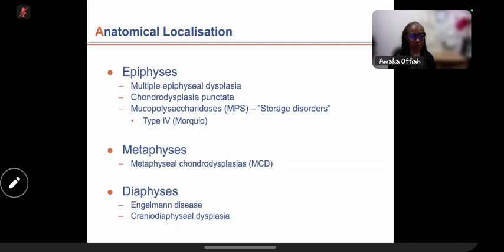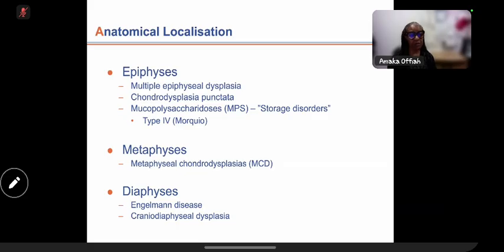Epiphysis, remember the multiple epiphyseal dysplasia group of conditions. So MED is definitely the commonest one, but you may also be thinking of conditions such as spondyloepiphyseal dysplasia congenita, those that affect the spine as well. Chondrodysplasia punctata, we showed examples with punctate calcification around the epiphyses, and then the mucopolysaccharidoses.